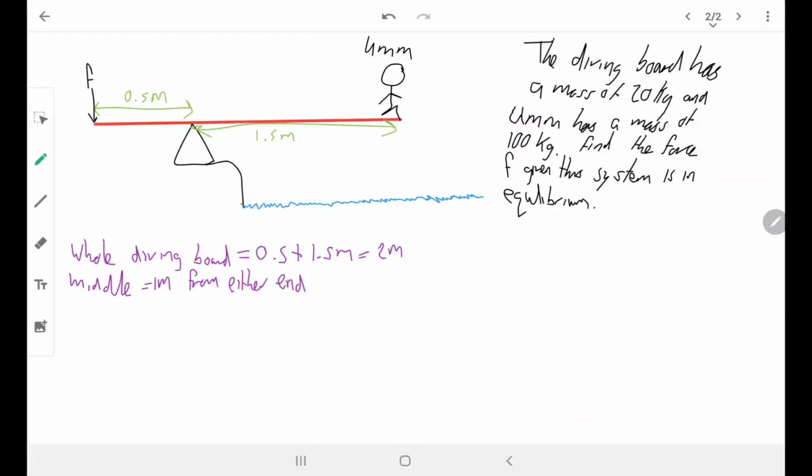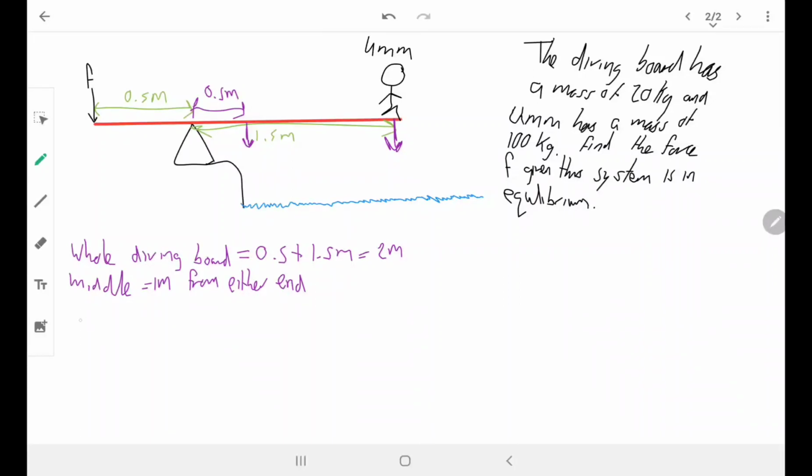So let's just have a, it's not going to be perfect to scale, but I'm going to say we've got some force acting down there, and that's going to be 0.5 meters, because 0.5 plus 0.5 gets us 1 meter. So the mass of the diving board we can assume to be half a meter from this pivot, and it's all going to act downwards. We've also got some force here acting downwards.